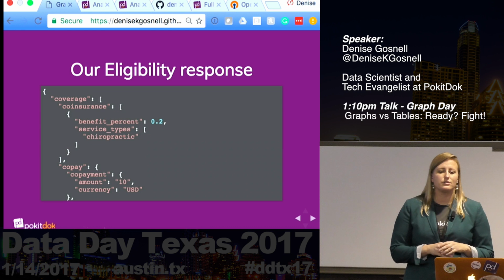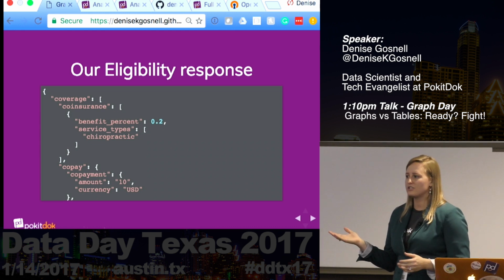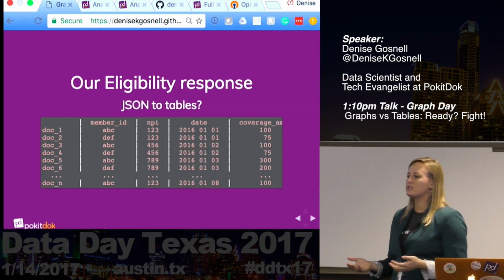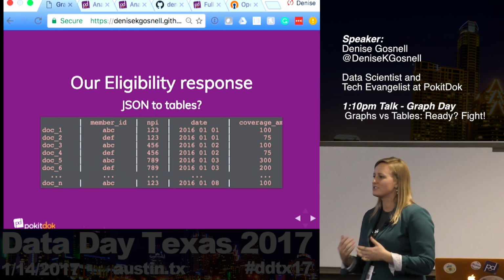So bringing it back to the type of data we're working with, we're using JSON. And I just told you that we're using MySQL. What? JSON into tables?